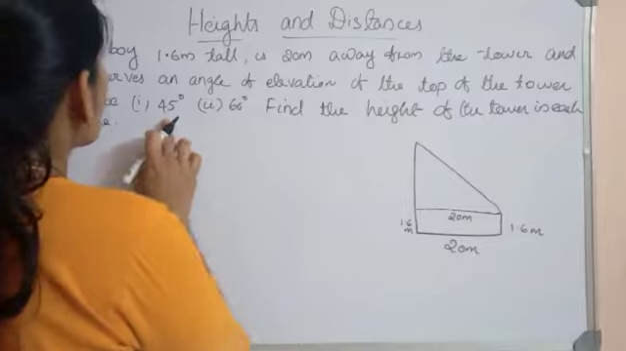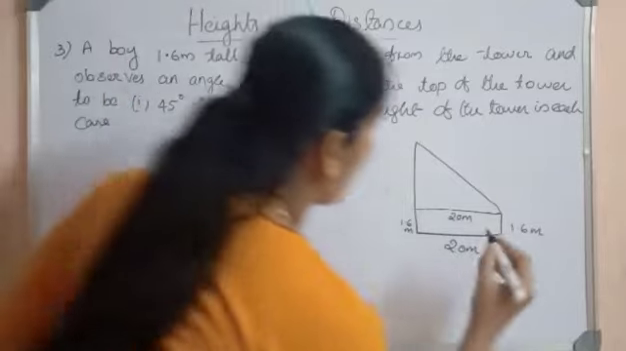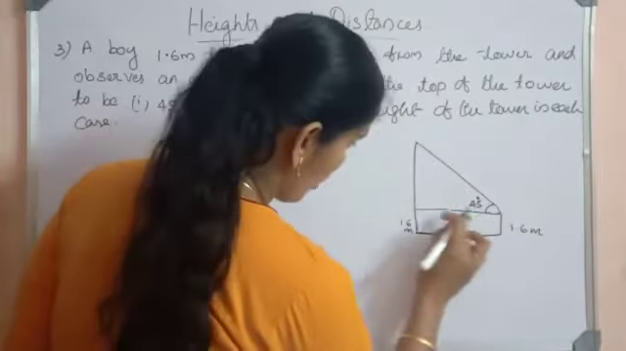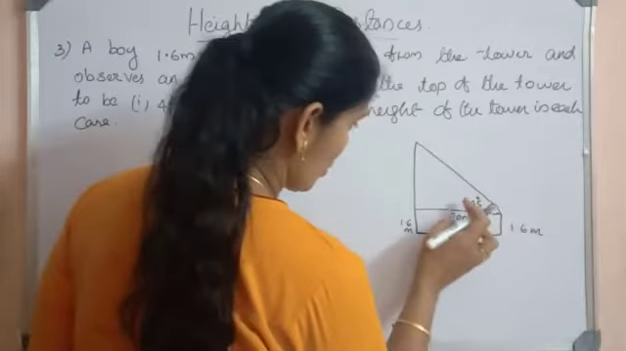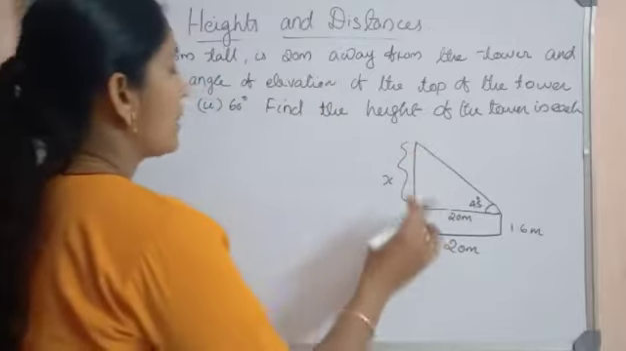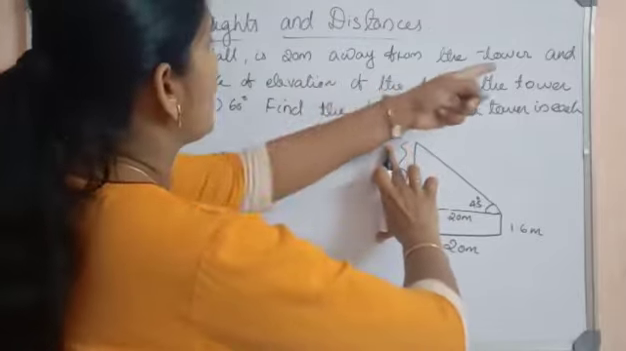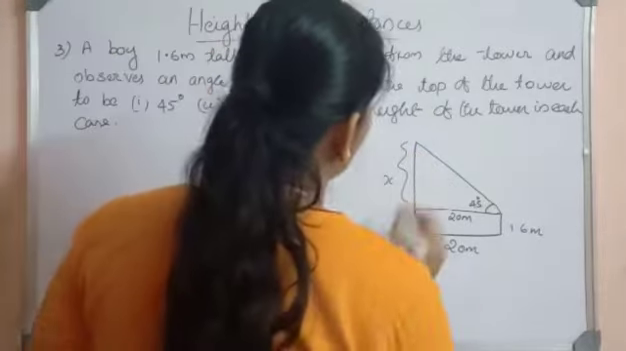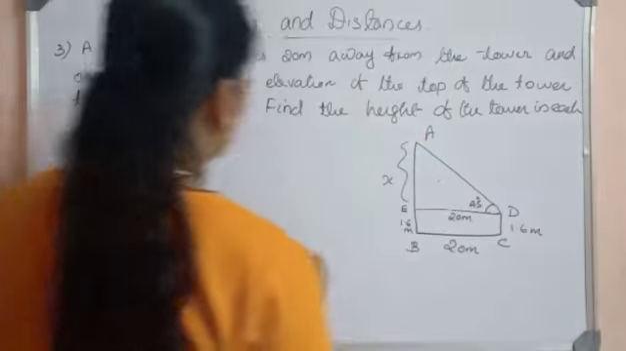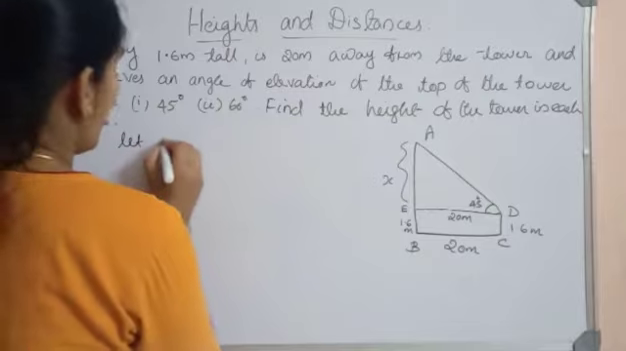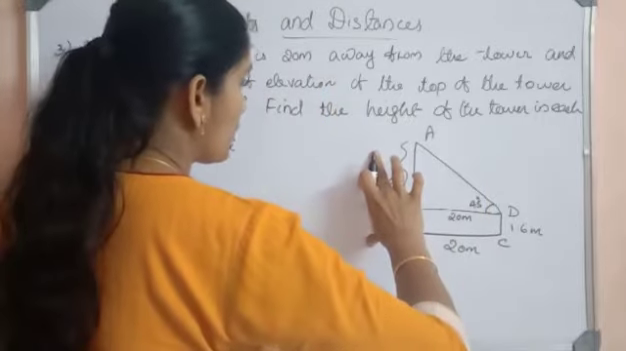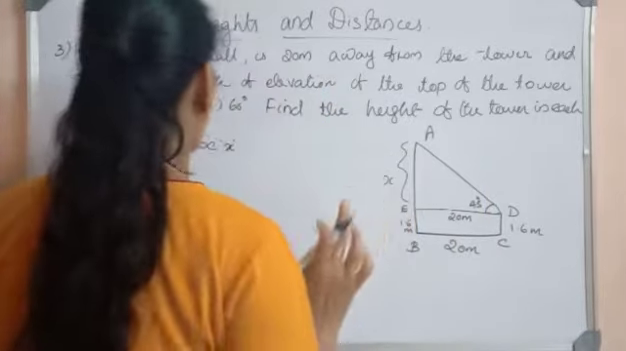Now in the first case the angle of elevation is 45 degrees. This is 45 degrees, the angle between the line of sight and the horizontal. Now let's consider this height is x and the height of the tower is x plus 1.6 meters. Mark this as A, B, C, D and E. Let AE be x. So the length AE is x. When we find the length of the tower, we can say that is x plus 1.6 meters.